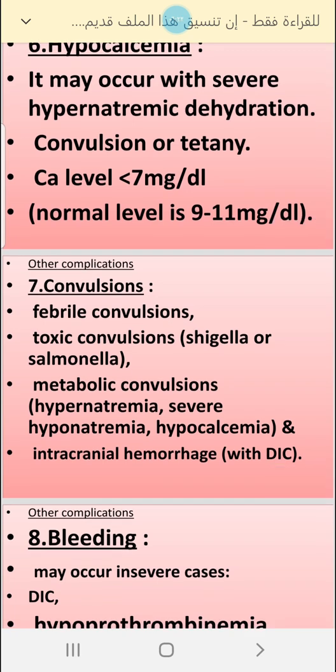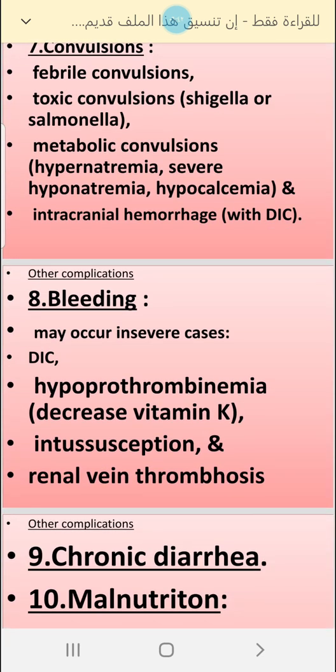Causes of convulsion in case of gastroenteritis include febrile convulsion, which is the most common cause, toxic convulsion like in Shigella or Salmonella, metabolic convulsion when there is hypernatremia, severe hyponatremia, hypocalcemia, and in cases of intracranial hemorrhage with DIC. The other complication of gastroenteritis is bleeding, which may occur in severe cases when there is DIC, hypoprothrombinemia, decreased vitamin K, intussusception, and renal vein thrombosis.